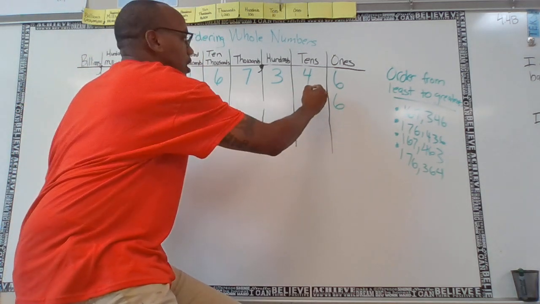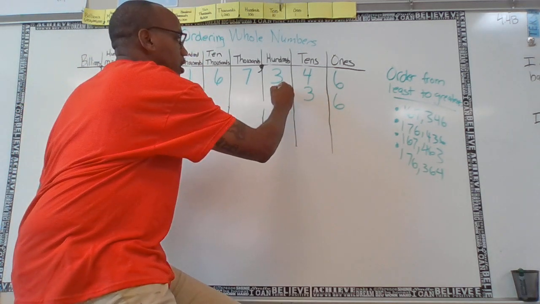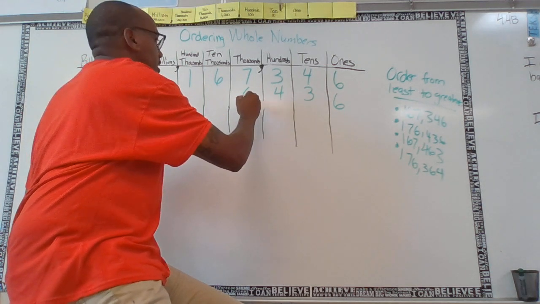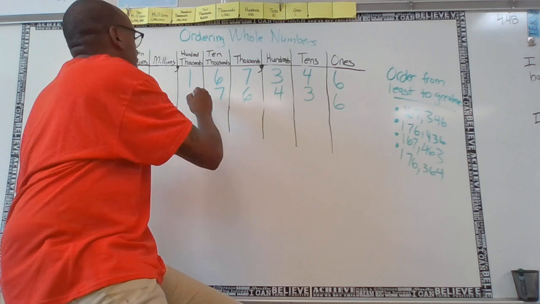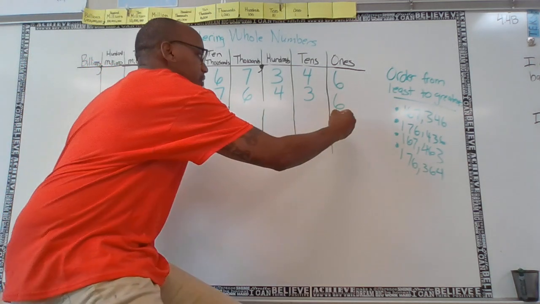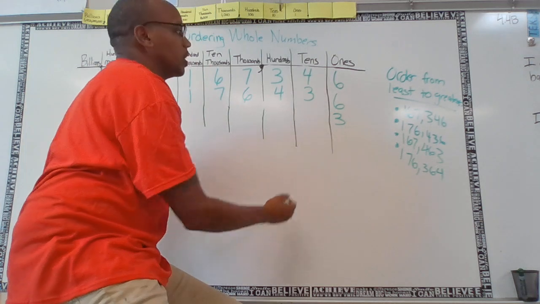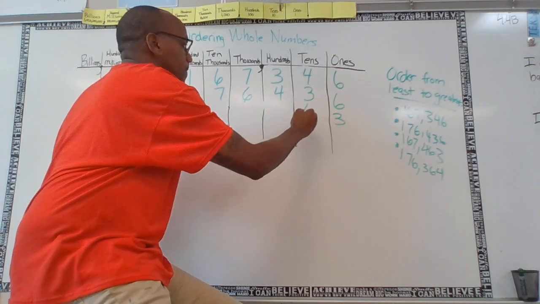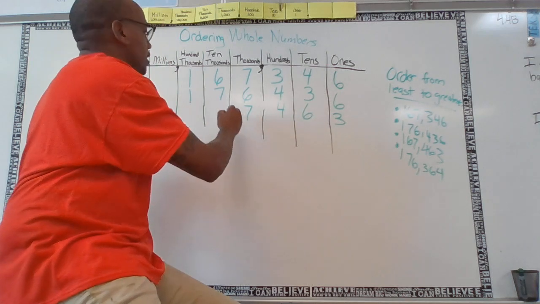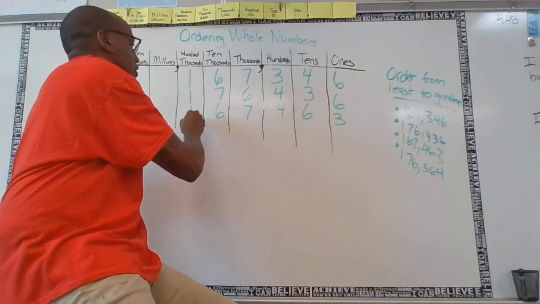6, 3, 4. The comma will be in the middle. Then the 6, 7, 1 right here. The third number I'm going to put in, that's a 3, there's a 6, there's a 4 right there, the comma, and it will be the 7, the 6, a 1.